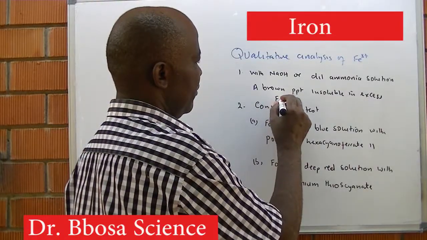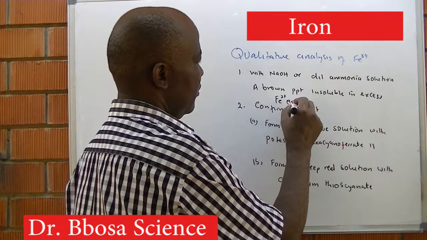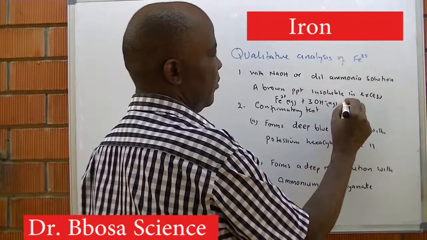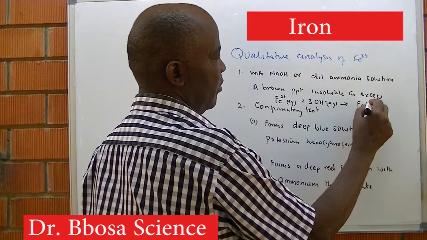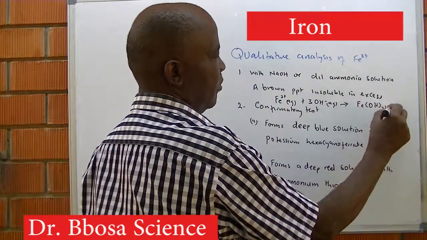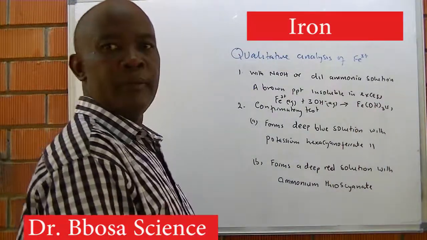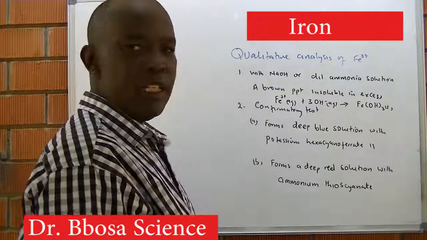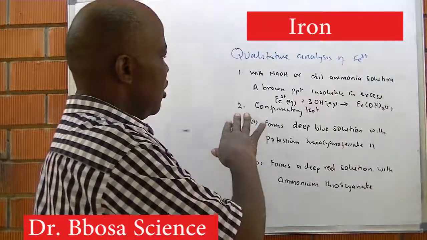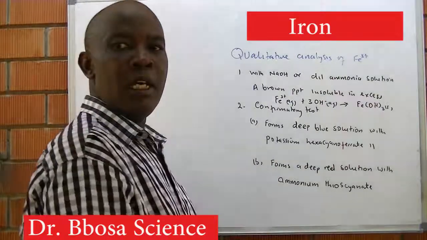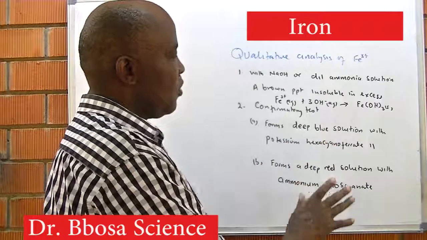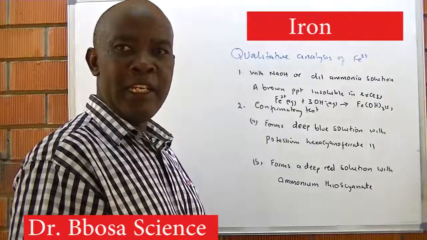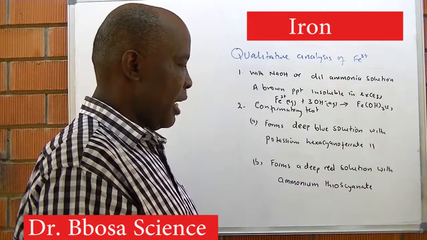So iron(III) plus hydroxide ion will give you iron(III) hydroxide, which is a brown precipitate. Confirmatory test. A, iron(III) ions form a deep blue solution with potassium hexacyanoferrate(II). B, forms a deep red solution with ammonium thiocyanate.